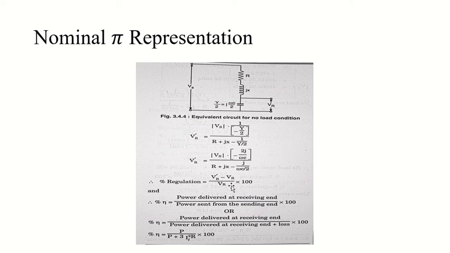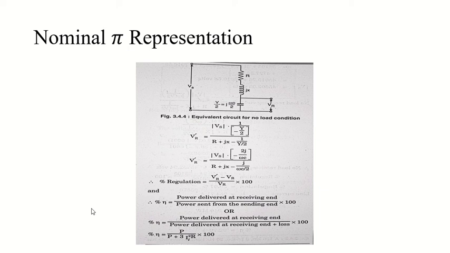And what will be the efficiency? Efficiency will be power delivered at the receiving end divided by power sent from the sending end. Again, we can divide the power at the sending end into two parts: power delivered at the receiving end plus losses. So similar to my T representation, assume the total delivered power is P. So it will be P divided by P plus 3 I square R. Why only I square R? Because my current is not getting separated here, right?